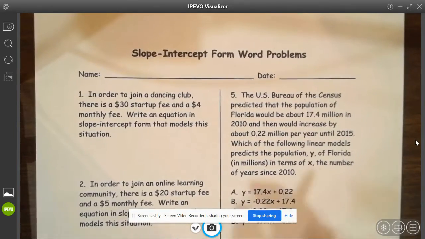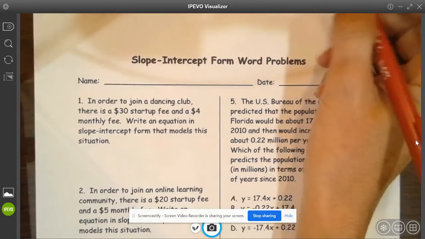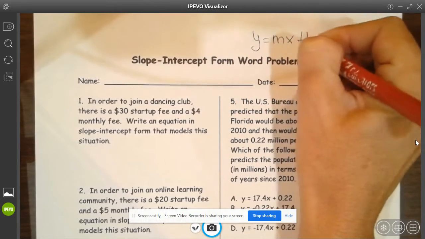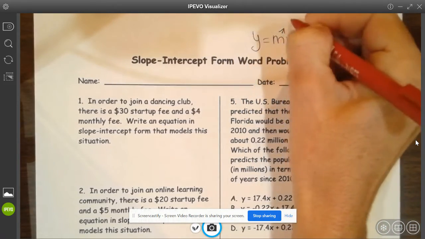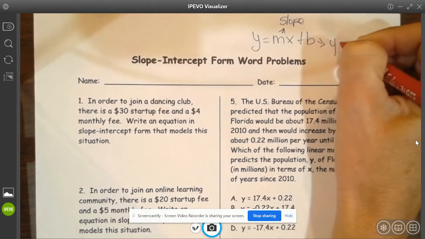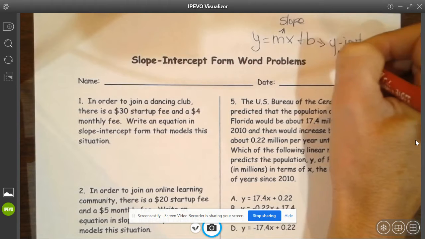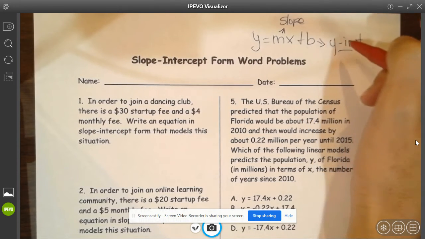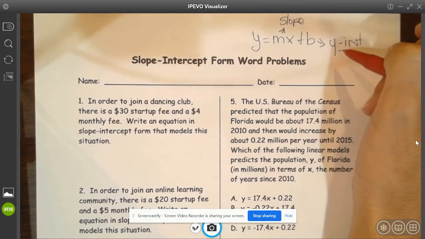All right, so we remember that our slope-intercept form is y equals mx plus b, where m is our slope and b is our y-intercept. So y-intercept meaning the point that intersects the y-axis.